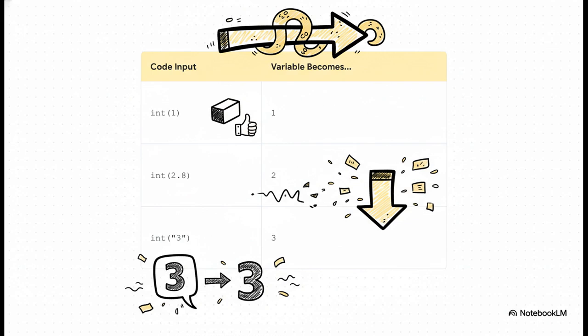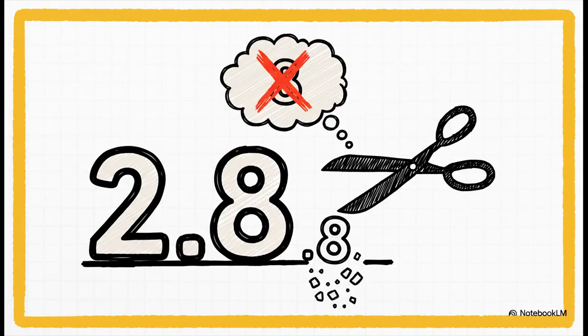Oh, and a quick heads up, if you try to cast something that doesn't look like a number, like say int of "hello", Python's going to get confused and raise a ValueError. And this right here is the number 1 key takeaway for int. It always truncates, okay? That means it just chops off the decimal part. It completely ignores it. It does not round ever. So int of 2.8 is 2, and even int of 2.9999 is still just 2. Seriously, remembering this one rule will save you from so many headaches down the road.